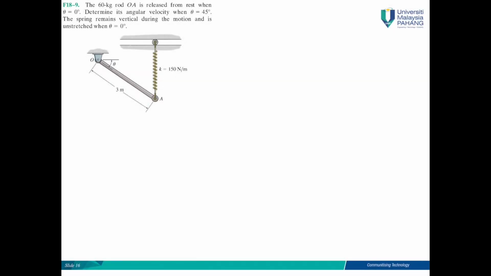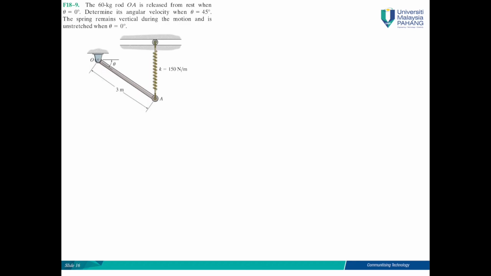Okay, now let's look at this example. This involves a spring, which is more interesting than the previous examples. So now let's read the question. The 60 kg rod OA is released from rest when theta equals 0. Determine its angular velocity when theta equals 45 degrees. The spring remains vertical during the motion and it is unstretched when theta equals 0 degrees.